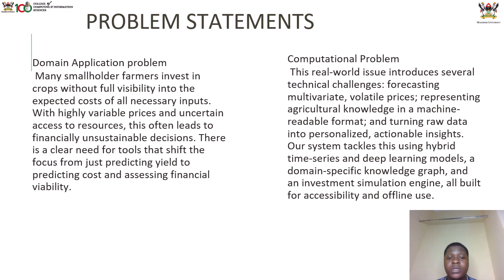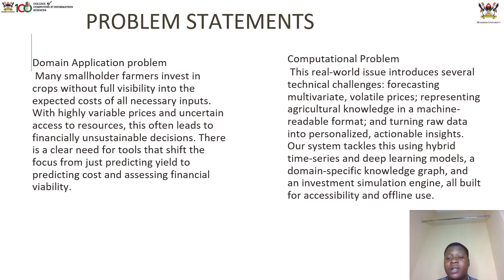So, the problem statement. The domain application problem. Many smallholder farmers in Uganda face a problem of high risks, and they depend on estimates to predict their initial investment cost. So they estimate, but they don't have real knowledge and real data about the actual estimates, whether they are actually true or false. So what will our AI do? This is where the computational problem is.